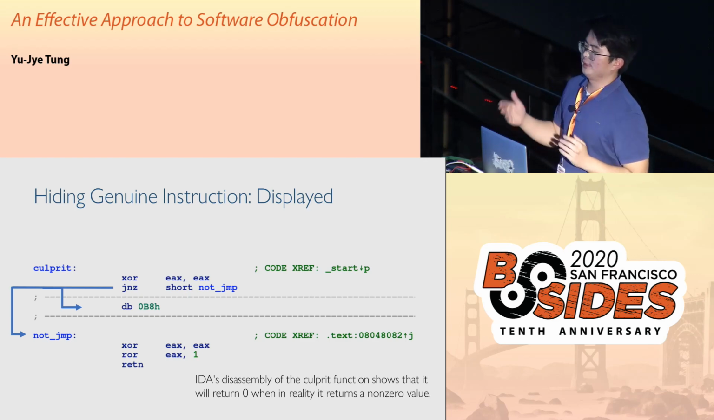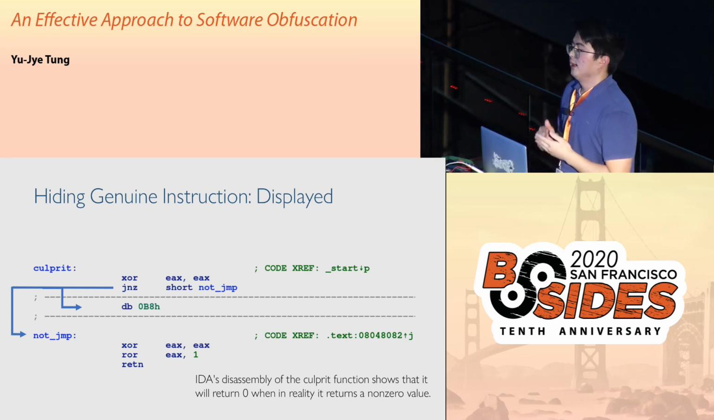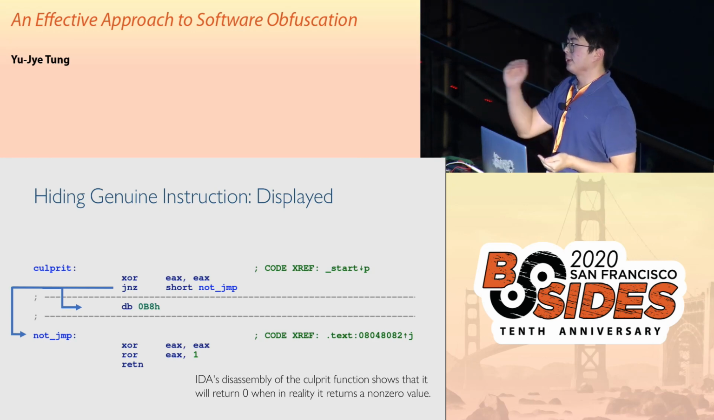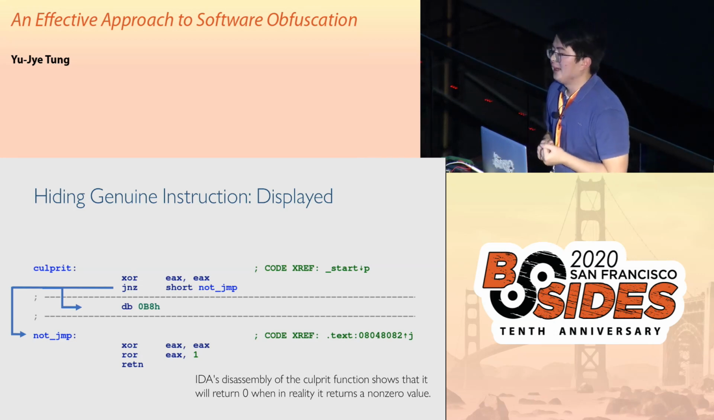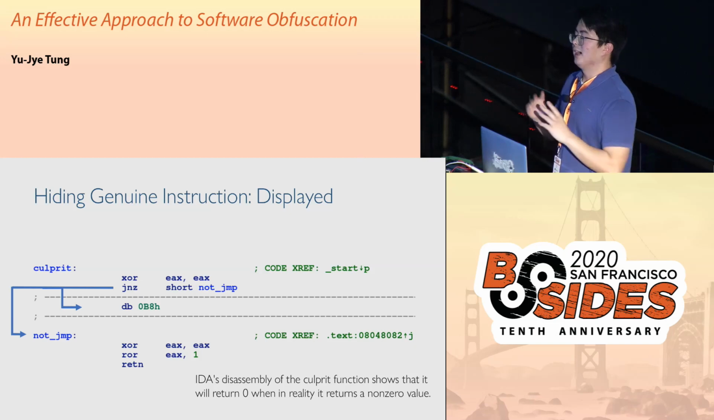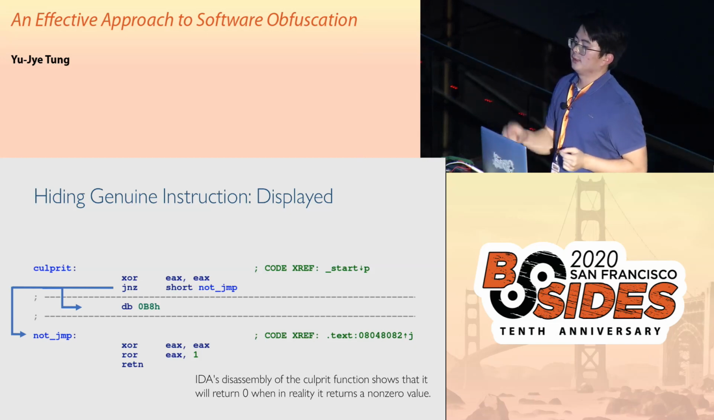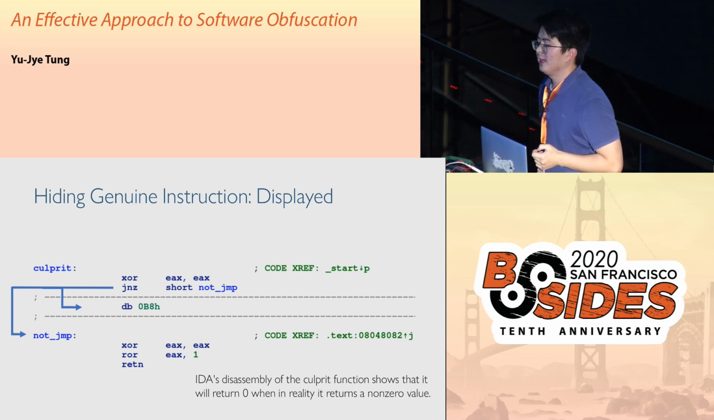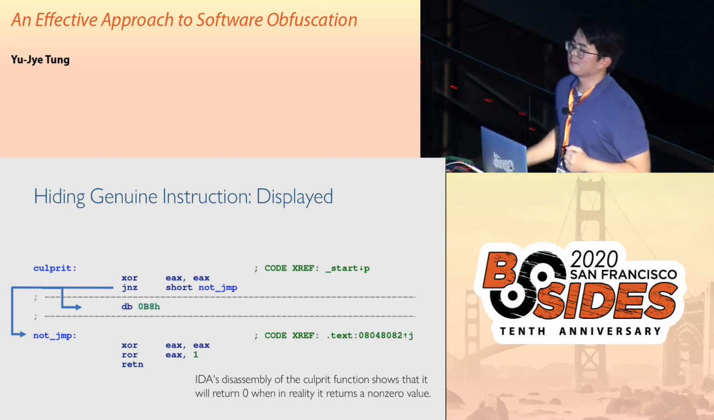And just to explain the disassembly a little bit, those two instructions, XOR and OR, essentially set EAX to 0. And EAX is the return value. So on a higher level, this function will return 0, as shown by this disassembly.